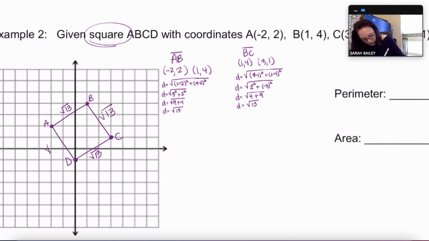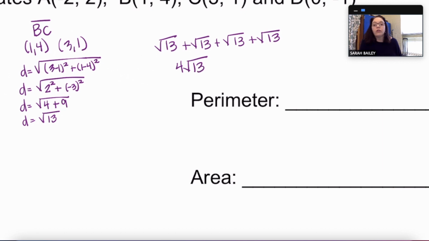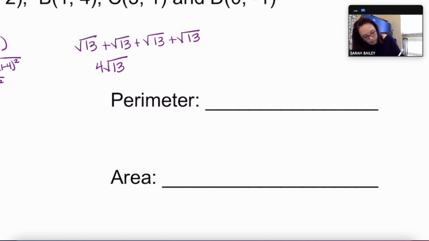And then this side is also going to be the square root of 13. So actually, we didn't have as much work to do, did we? So when we find the perimeter, it's going to be the square root of 13 plus the square root of 13 plus the square root of 13 plus the square root of 13, or 4 times the square root of 13. So we could leave our perimeter in radical form.